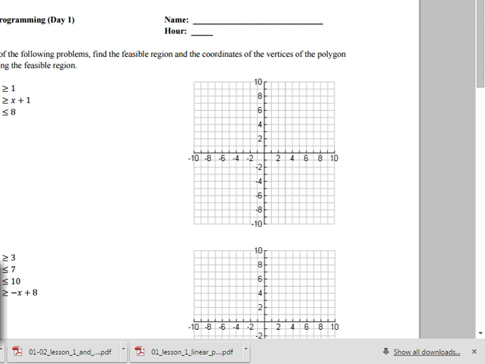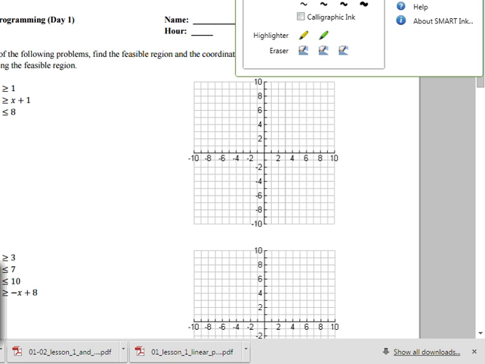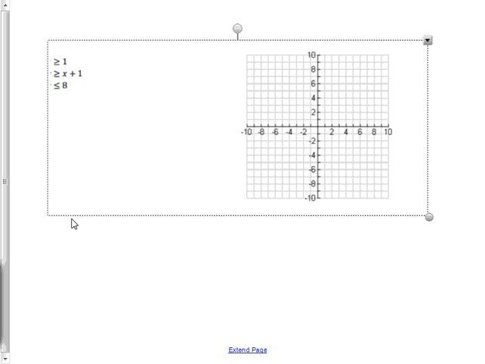My smart ink is not working. It's not being very smart. Hold on a second here. Okay, I can't explain why it won't let me write on that. Pause for a second. Okay, here we have it.